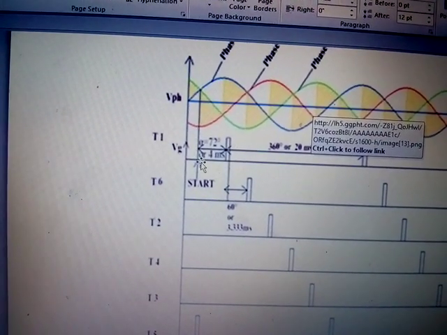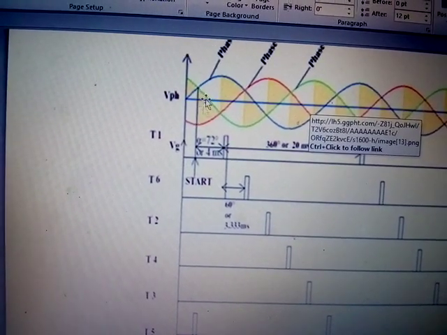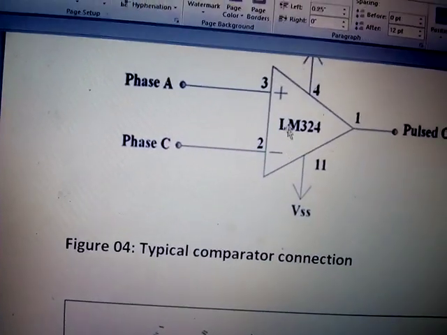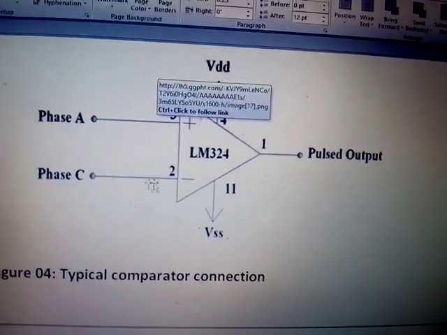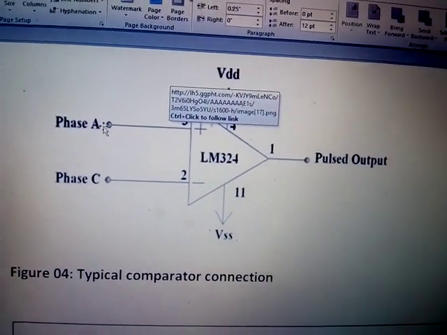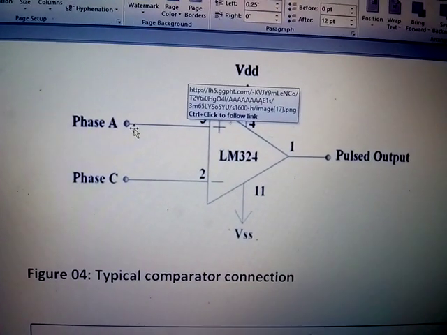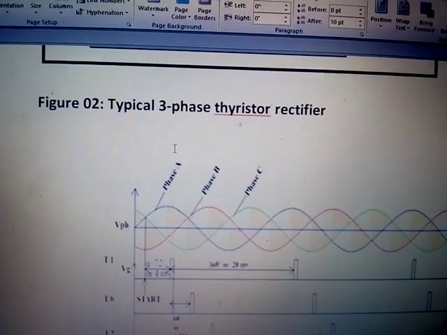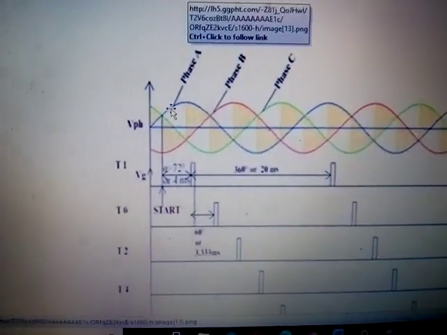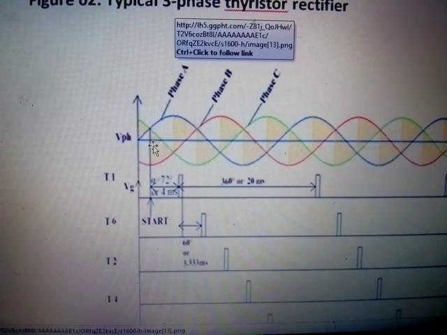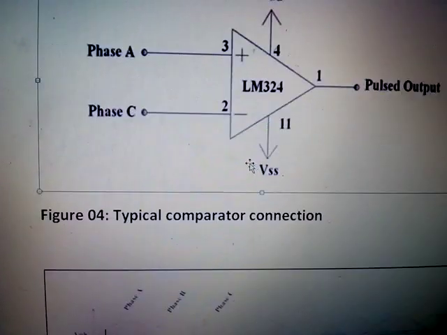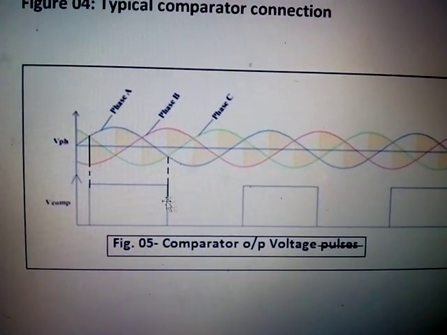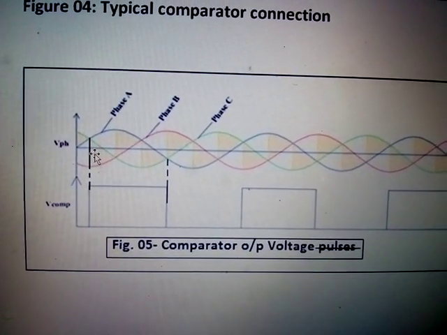So to know this particular point, two phases are given as input to a comparator. Here it is given as A and C. So phase A and C are given here. You can see here A is higher than C from here to here. This is the intersection point.